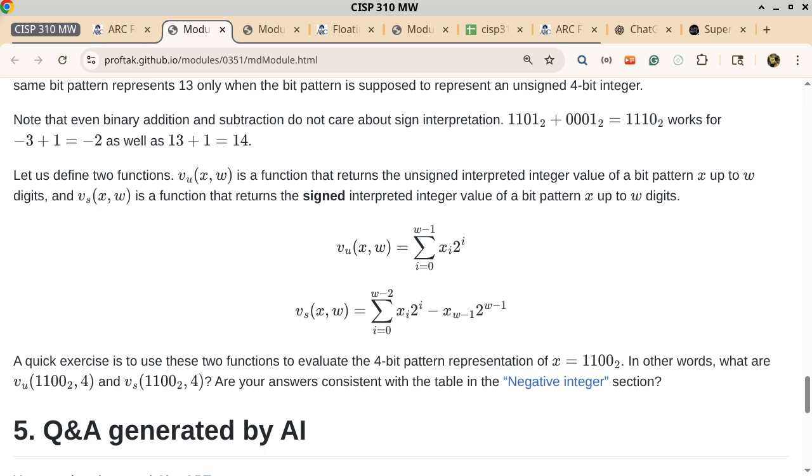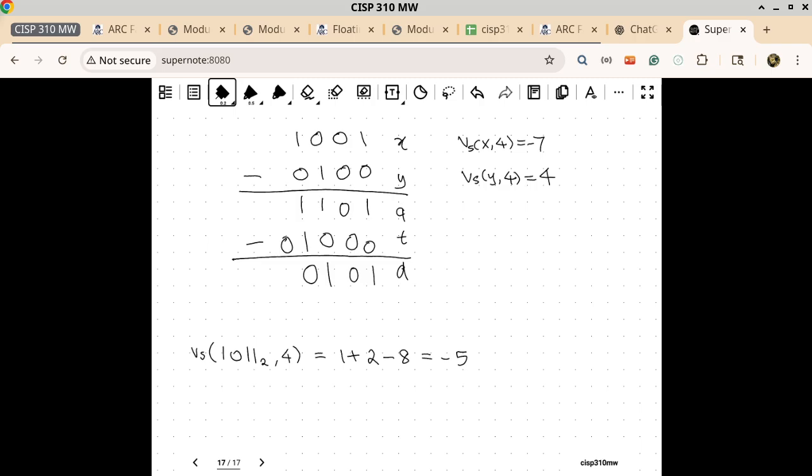So if you look at 1111, the VS of 1111, when you interpret all 4 bits, will be 1 plus 2 plus 4. Those correspond to the least significant 3 bits, but then you'll still be subtracting an 8, so it's negative 1.